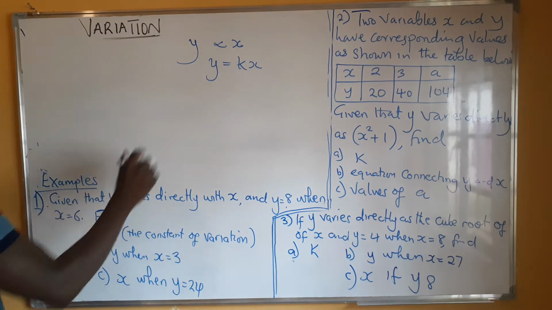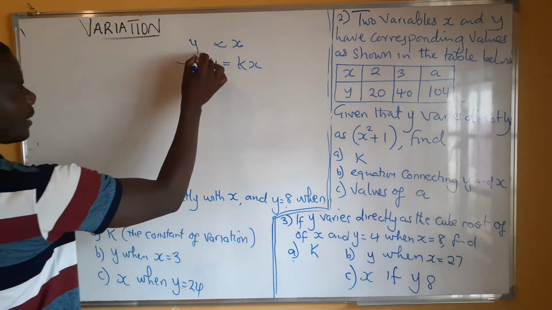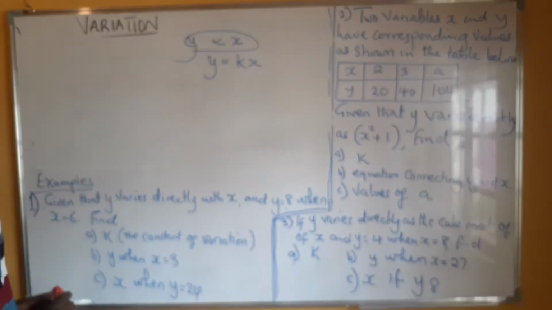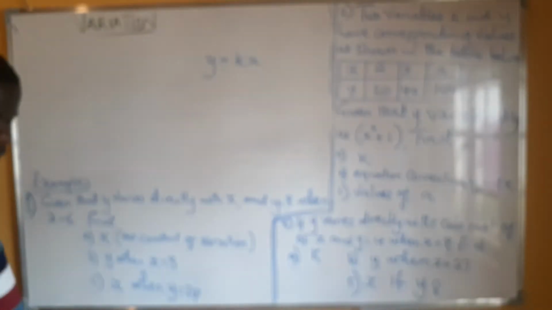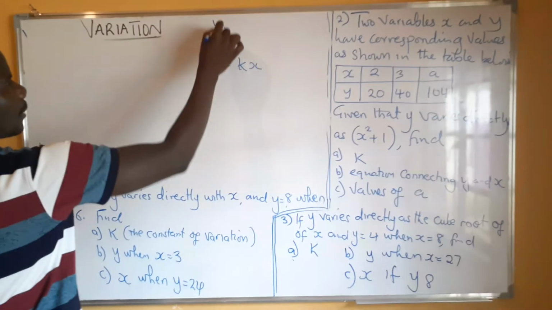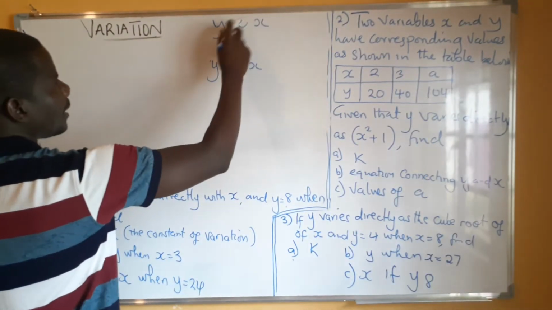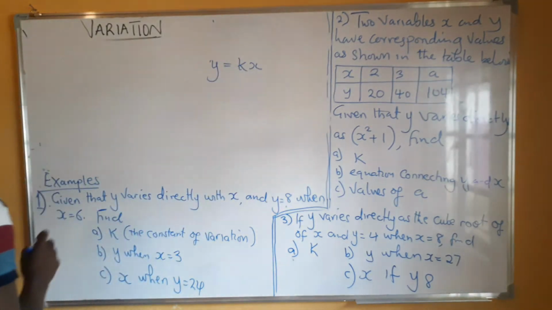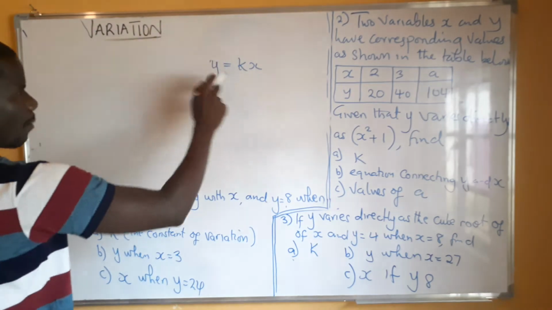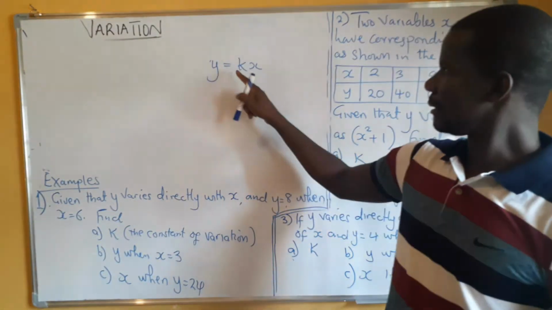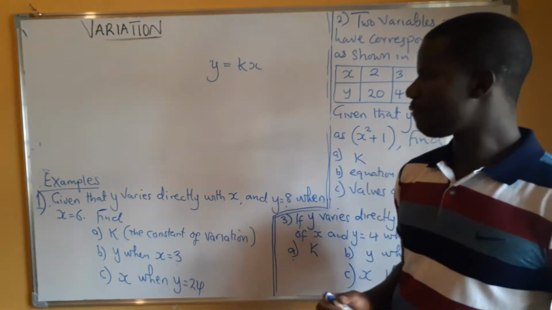Y varies directly with x. This is the part that we have defined here. Okay? So, we need this equation. We need to work with this equation here. Of course, if you want, you can just state this sentence that talks about the direct variation. But what we're going to work with is the equation. I hope you are following me. Y varies directly. It's a direct relationship or variation here.